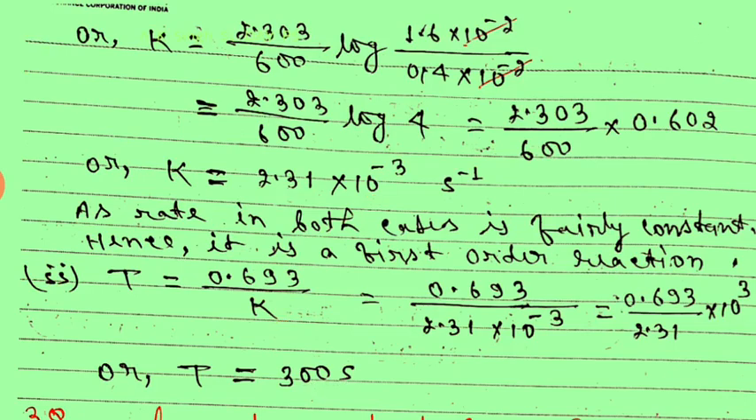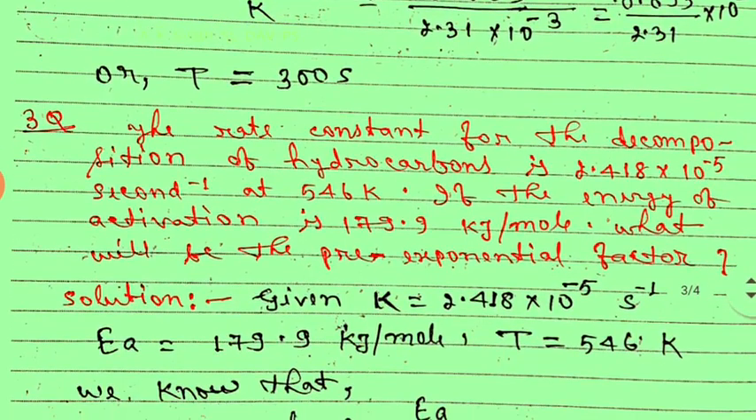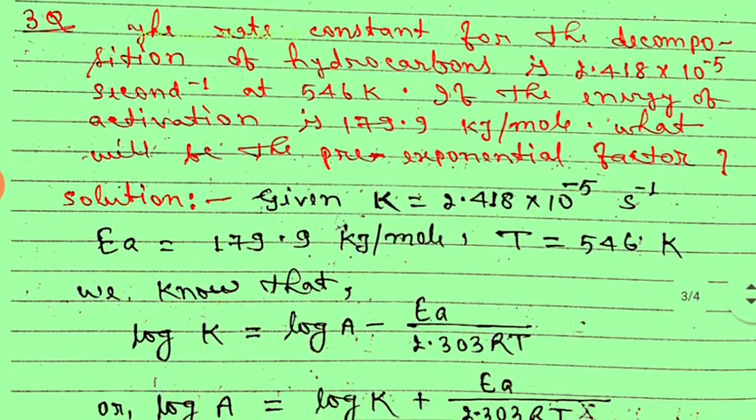Next is the third question. What is the third question? Again, see it minutely. The third question is: the rate constant for the decomposition of hydrocarbons is 2.418 into 10 to the power minus 5 second inverse at 546 Kelvin. If the energy of activation is 179.9 kilojoule per mole, what will be the pre-exponential factor? Means you have to calculate the value of A.